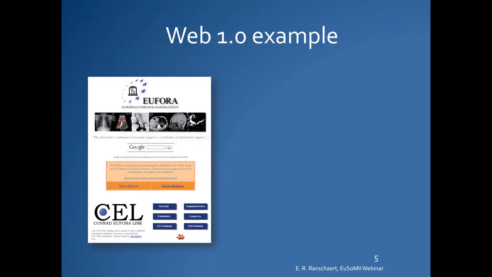This is an example of the way social interaction took place in the early Web 1.0 phase. It's a screenshot of the website of the EUFORA mailing list, the European Forum for Radiologists. It was created in 1998 and existed until about 2001. It was a discussion group using a mailing list, which means that messages could be sent by mail, and the address of the mailing list was used to distribute messages to all the members.